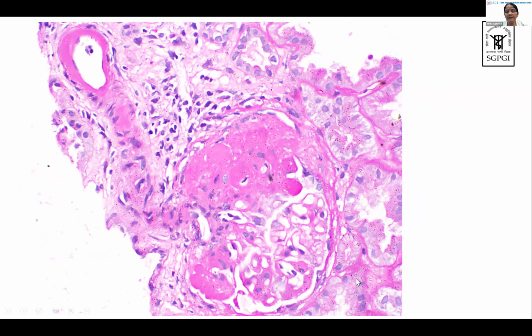This is again another picture to show you, as I said, you may find hyaline arteriolopathy in the feeding arterioles to the glomerulus. And this glomerulus again is showing you hyalinosis and segmental sclerosis. And these are the arterioles which are showing you hyalinosis.